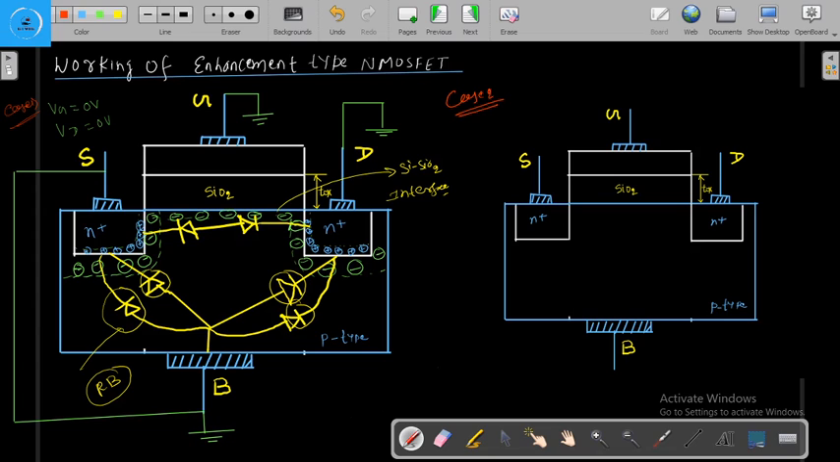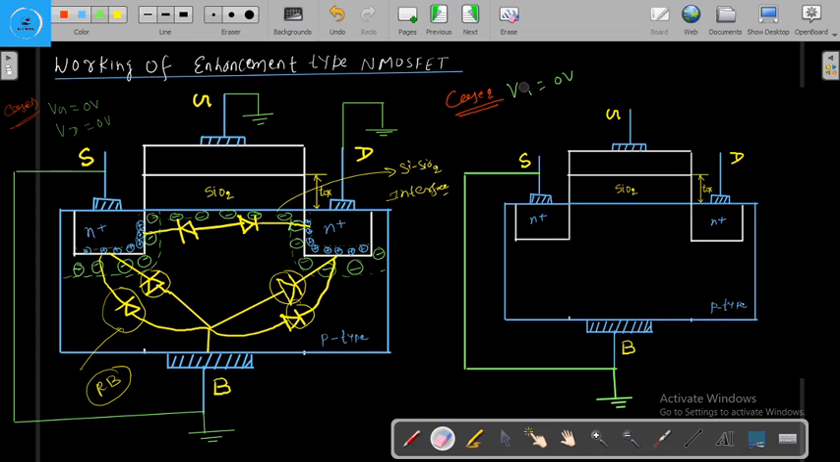So here what we are going to do, first make the connection. We are going to connect the source with the drain, and the source with the body. We are going to keep this at the ground. Now we are keeping Vg at 0 volt.